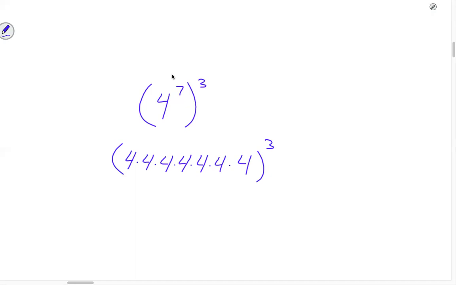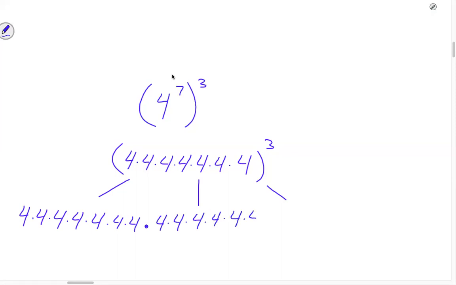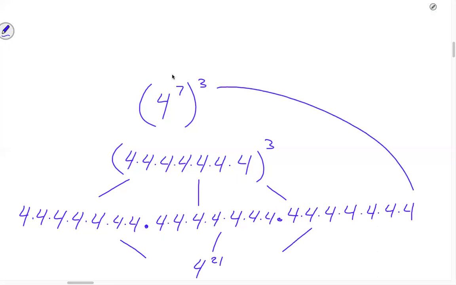But when I raise something to the third power, it means I have 3 of them. So I have 7 fours times 7 fours times 7 fours. It's a lot of 4s, right? How many 4s is it? 21. But there has to be a quicker way to go from here to there. I can't do that every time. 7 times 3, right? So to go from here to here, it's just 4 to the 7 times 3. That's easier, way simpler.